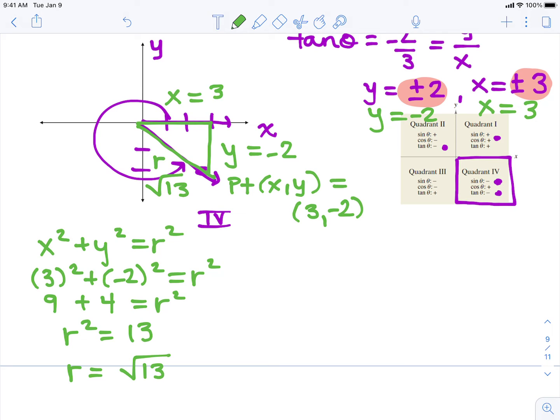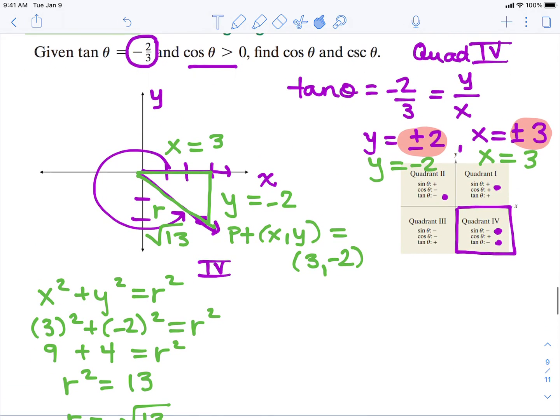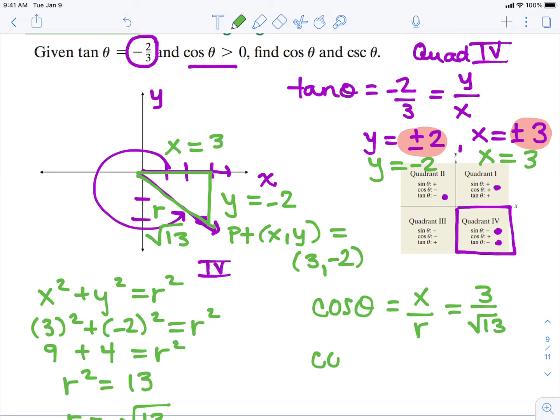Now we can go ahead and find the cosine. Cosine is the x divided by the r. X is 3, and r is square root of 13. With that, we have to rationalize it. So we're going to get 3 square roots of 13 over 13.